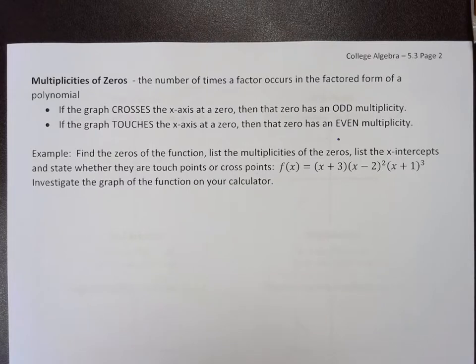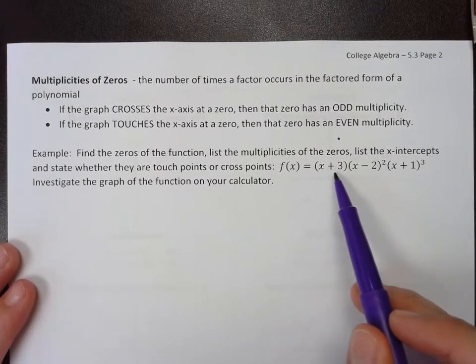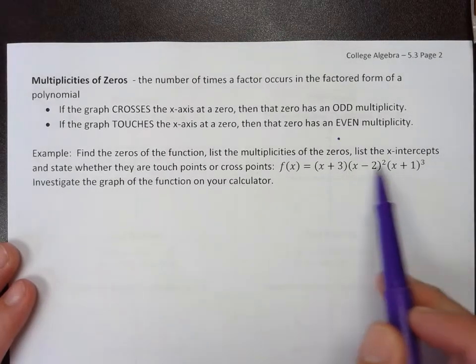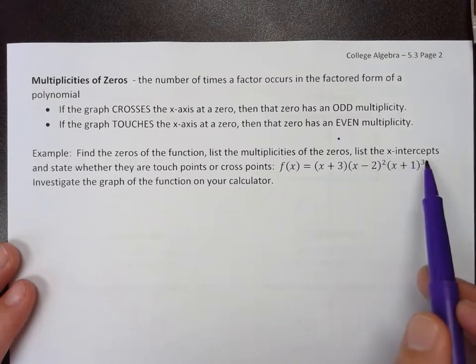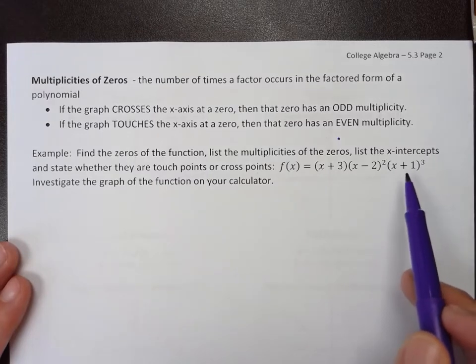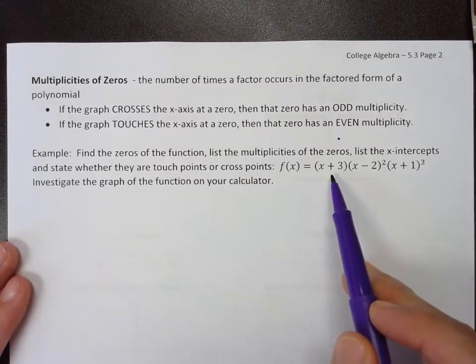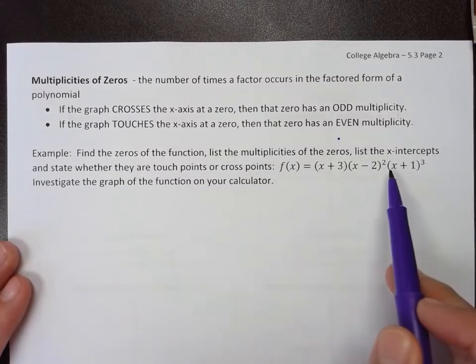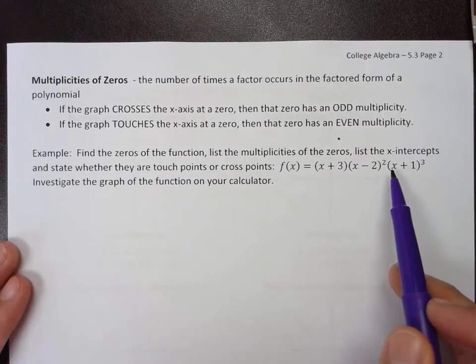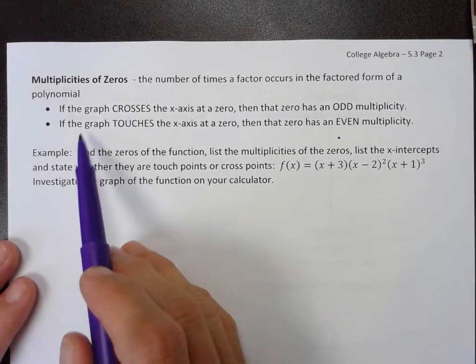Multiplicities of zeros would be the number of times a factor occurs in the factored form of a polynomial. So looking at this one, this is factored, and the exponent of each of these factors represents the multiplicity of the zero that comes from the factor. That'll make a lot more sense in just a minute. I know that was a lot of math words just then. So let's look at this part right here.